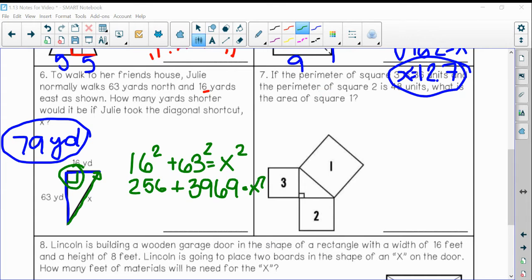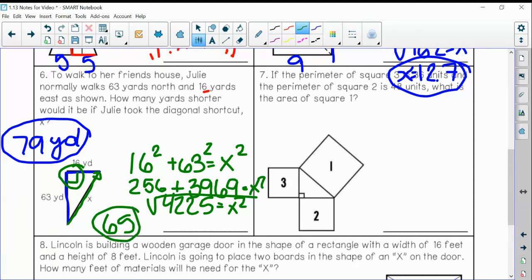And then we're going to go ahead and add the 256 to that. So 42.25. And we take the square root of both sides to find the length, the diagonal. We are going to get 65 yards.